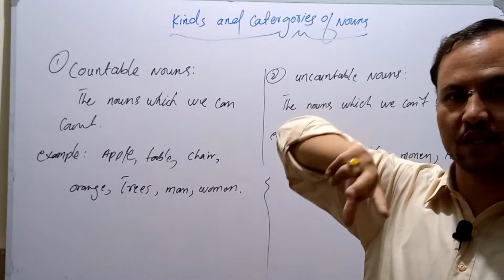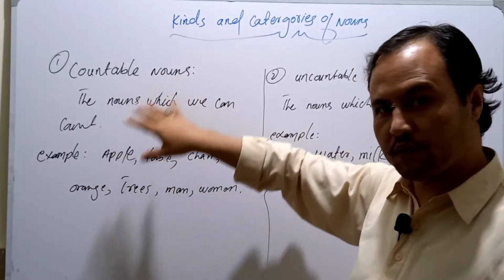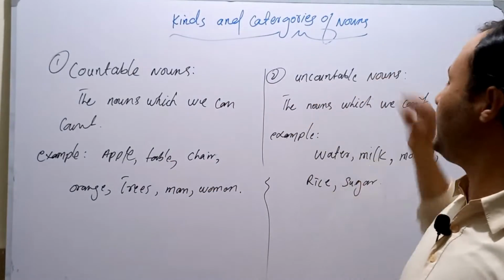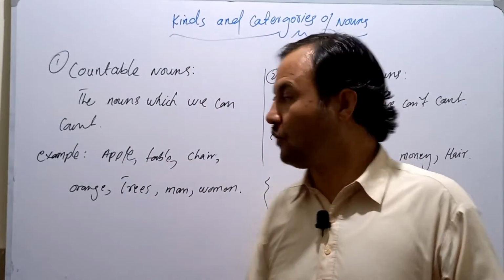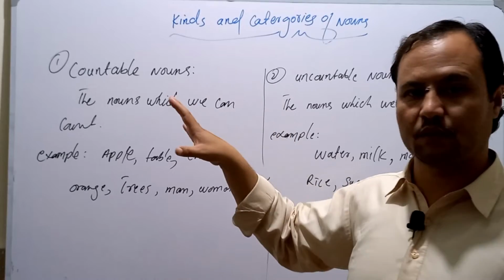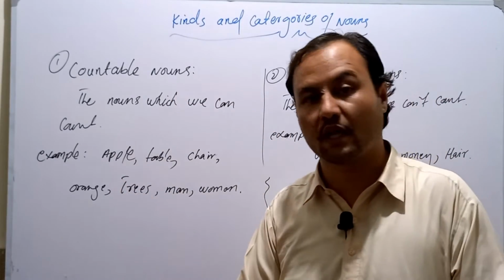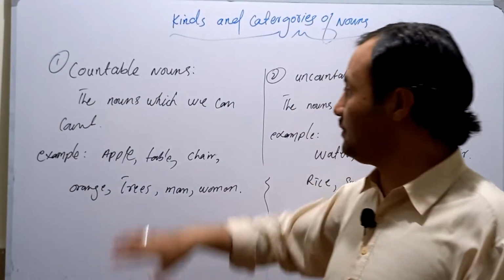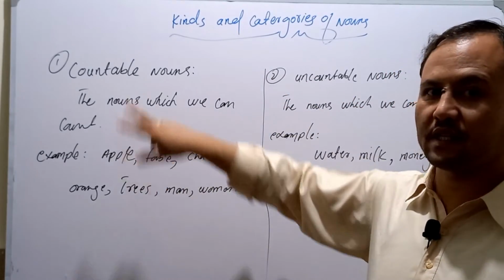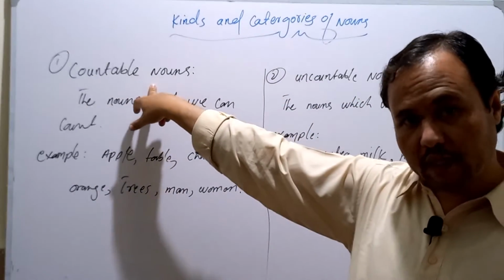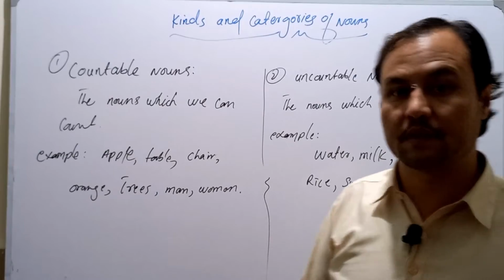Categories, two categories in noun we have. One is countable nouns. The next one is uncountable nouns. So obviously the kinds that we studied, the types that we studied, 8 kinds of noun that we studied, they are categorized into two categories. For example, countable nouns and uncountable nouns.